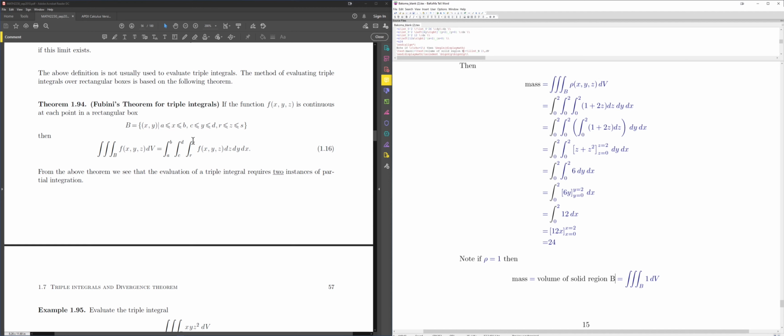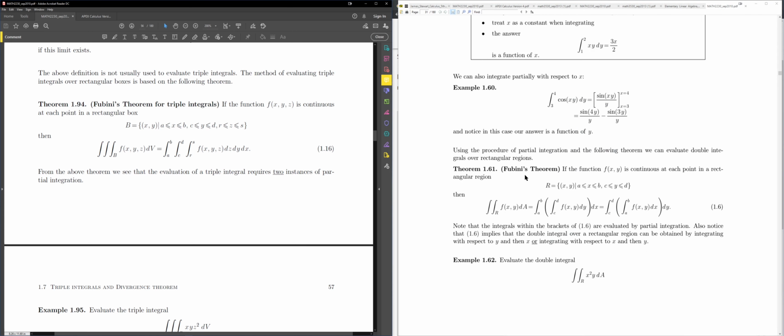Okay, and then what you do is you start integrating from the inside out, just as I did in this example here. This example was pretty simple because your limits of integration were all 2 and 0, right? But the process is you start working from the inside out. So this is called Fubini's theorem for triple integrals.